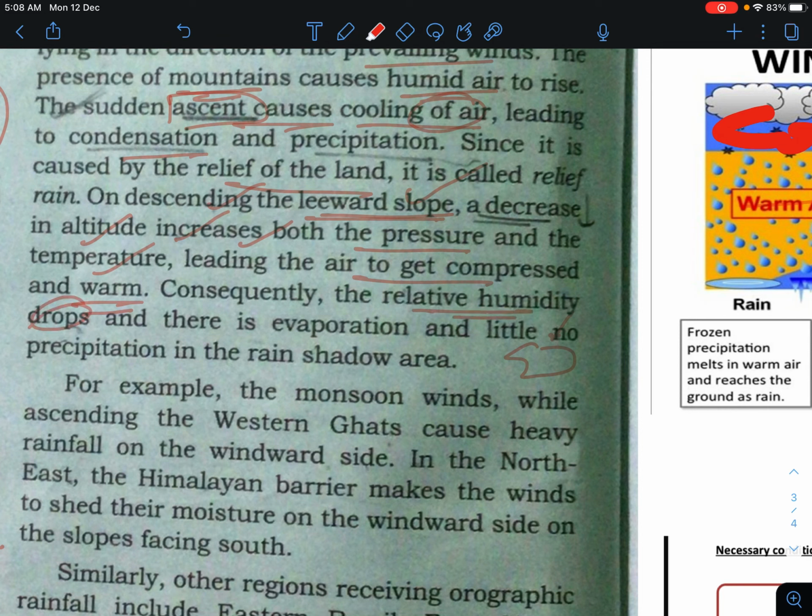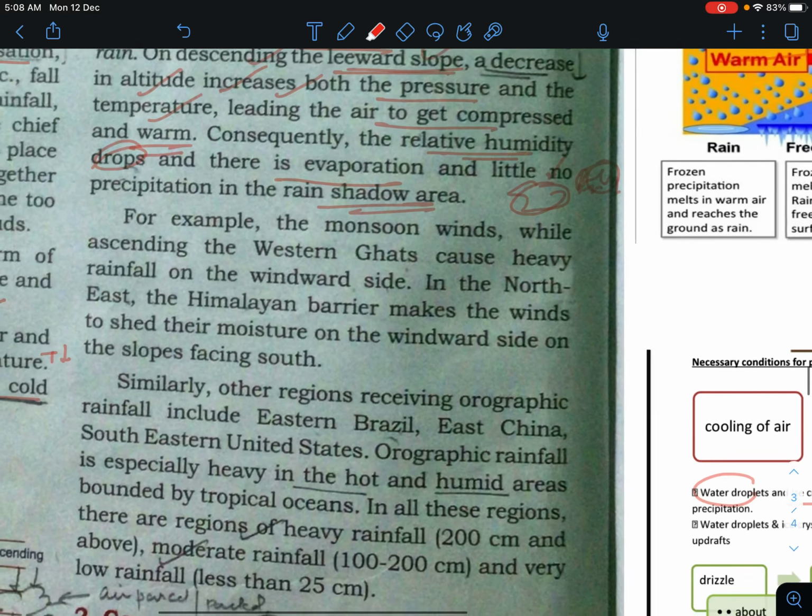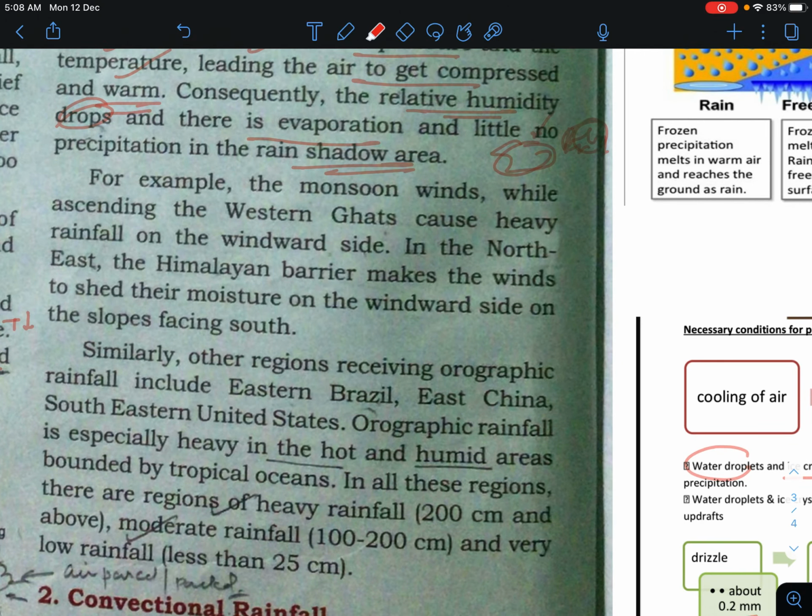So consequently, what is going to happen? The RH value is going to decrease and there is evaporation. There is little evaporation, little or no precipitation in the rain shadow areas. Since RH is going to decrease, it means no condensation, no dew point is going to be achieved, so no rain.